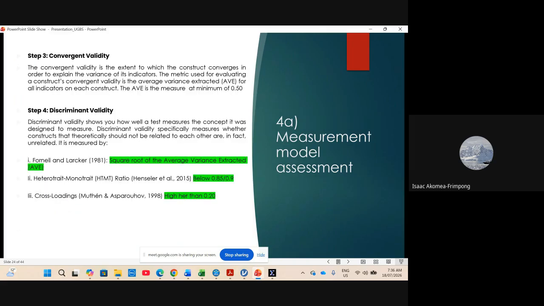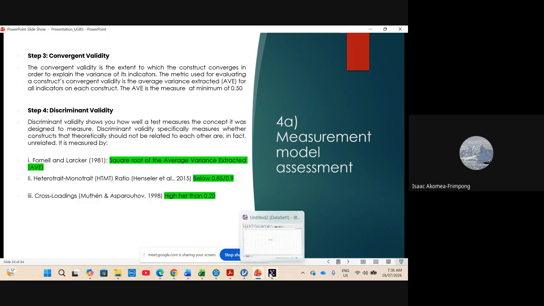Now, the next important thing to look at is the validity, the construct validity. For the construct validity, we look at the convergent validity and then the discriminant validity. With respect to the convergent validity, we use the AVE, average variance extracted. And you should have 0.5 and above.